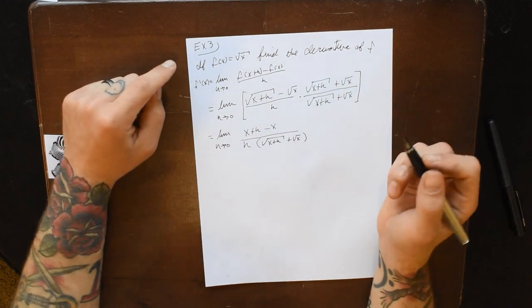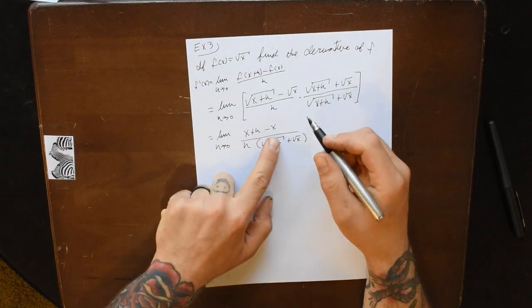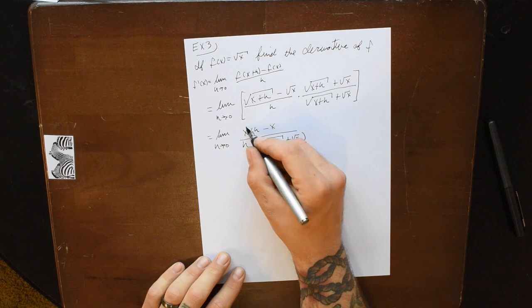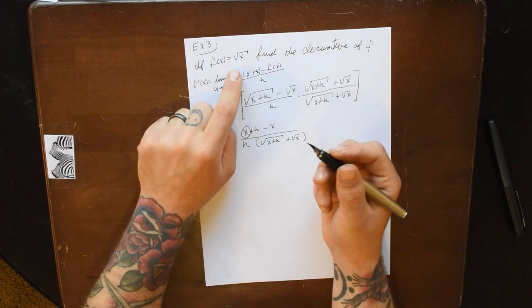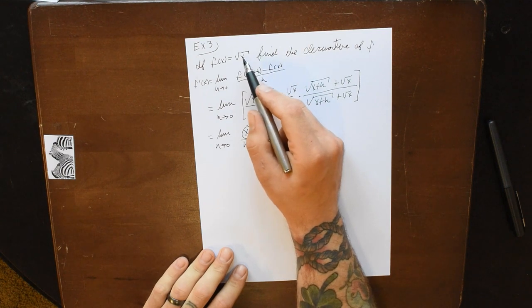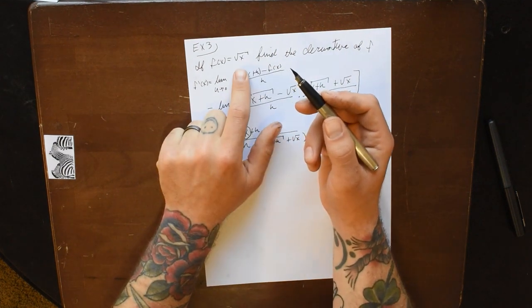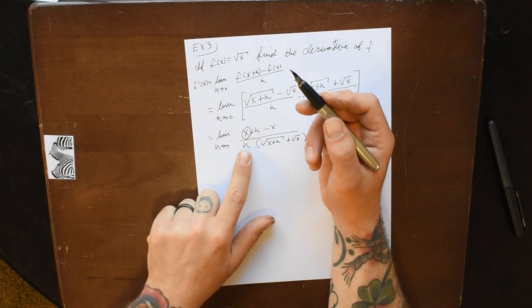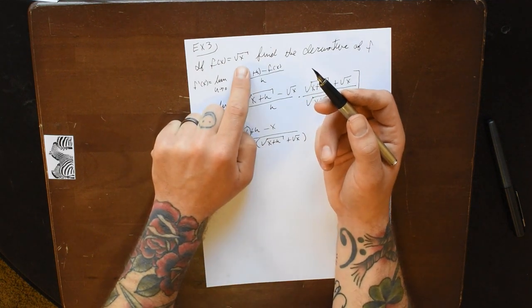So we've got this positive x and we've got a negative x. They're going to cancel each other out. That isn't a polynomial. So what I said about how all of the terms of your original should cancel out does not apply. This is not a polynomial.